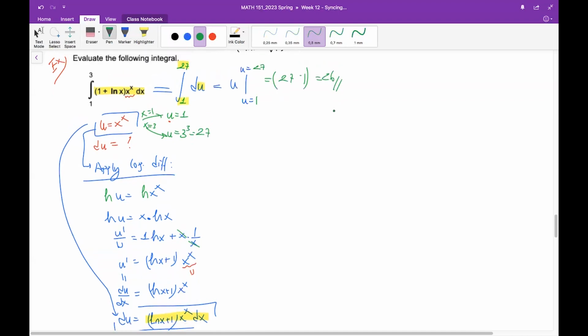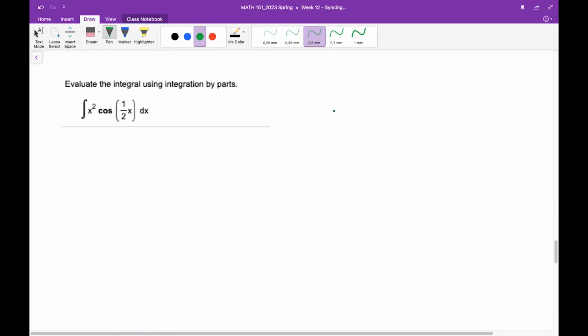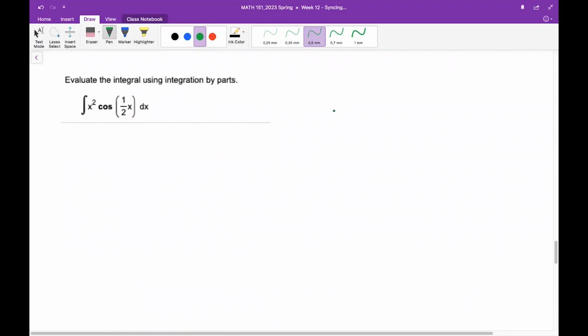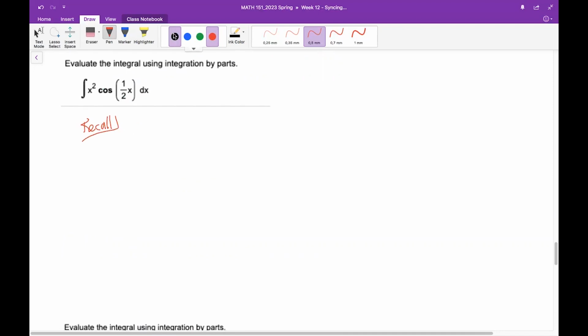So this is a very interesting question. Okay, any questions about this solution? If not, I want to move on with the next exercise. Okay, in this next example, we will apply integration by parts, okay? Let me make some recalls before we start solving it. Recall, integration by parts.